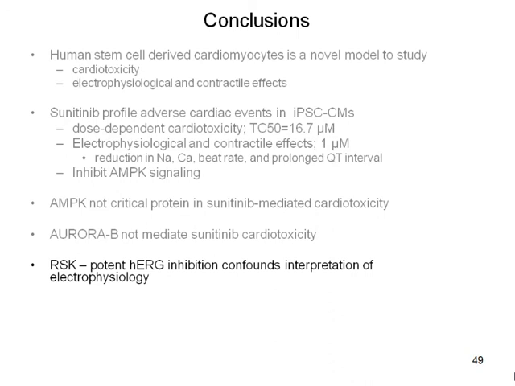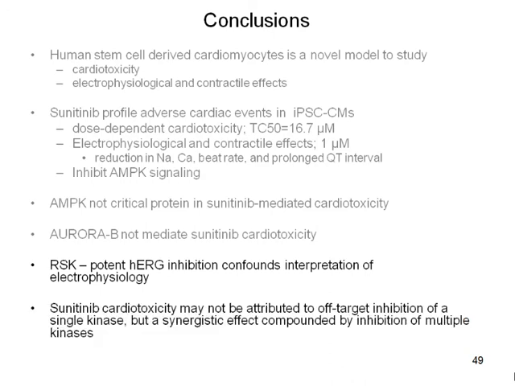So although we saw a potent sodium channel inhibition in the iPS cells, we did not see it in the Chinese hamster lung cells. And it also further confounded the interpretation of the MEA, because of this potent hERG inhibition. And lastly, Sutent cardiotoxicity may not be attributed to the off-target inhibition of a single kinase, but is more than likely a synergistic effect compounded by the inhibition of many kinases, because it's not very selective. It inhibits over 180 kinases.